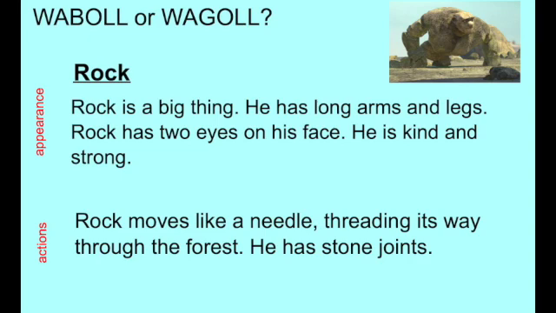We're going to work out whether it's a wabble or a waggle. You might need to explain to your parents, if they're watching with you, what a wabble and what a waggle is, because it sounds a bit strange, doesn't it?